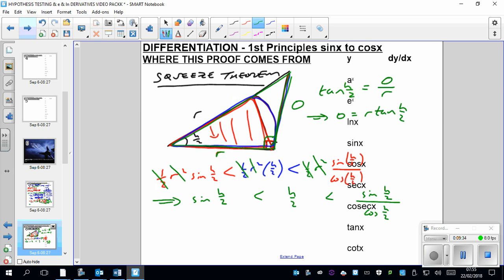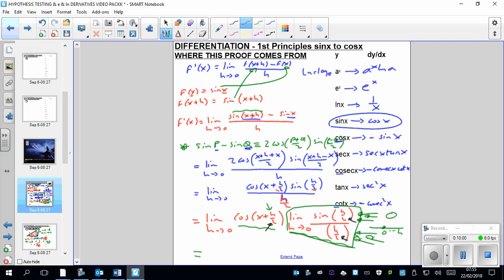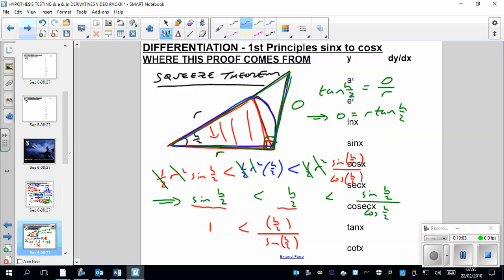Now, I'm just going to do a bit of trickery here, because we're not taking any limits yet and sine h over 2 isn't actually 0. I'm going to divide everything by sine h over 2 first. If I divide this by sine h over 2, I get 1. If I divide this by sine h over 2, I get h over 2 over sine h over 2. Notice that's exactly what we wanted here, but just the reciprocal of it. Perfect. And here, if I divide by sine then that's going to disappear. So that's 1 over cos h over 2.